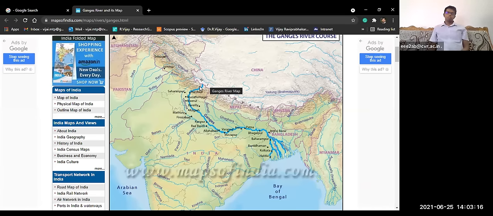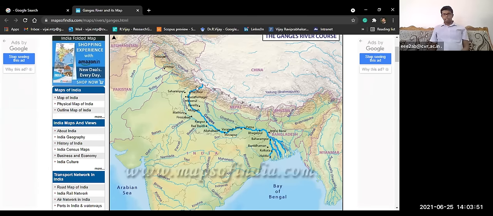This is approximately 2,525 kilometers long. This river flows only inside India. Other rivers originate from some other places and flow in India and then go to other countries, but this river flows only inside our country.